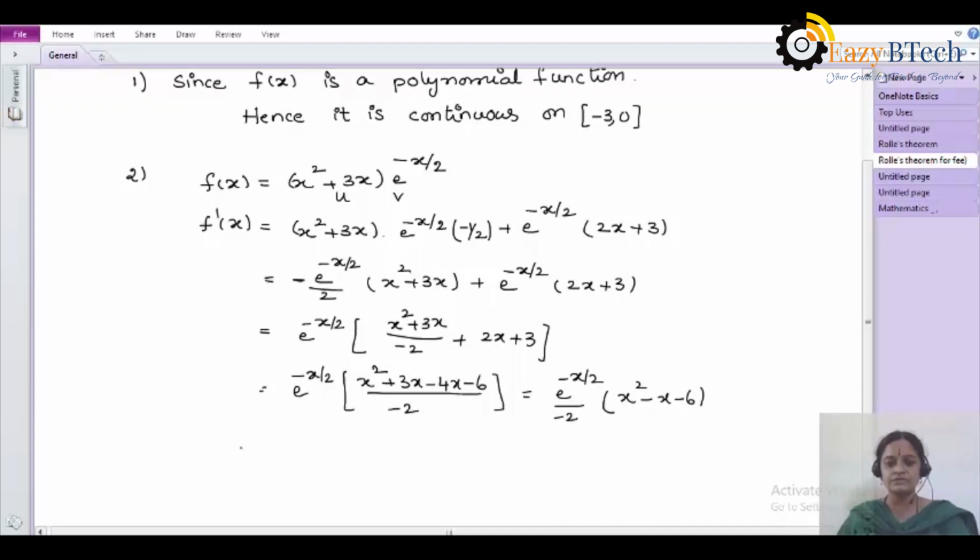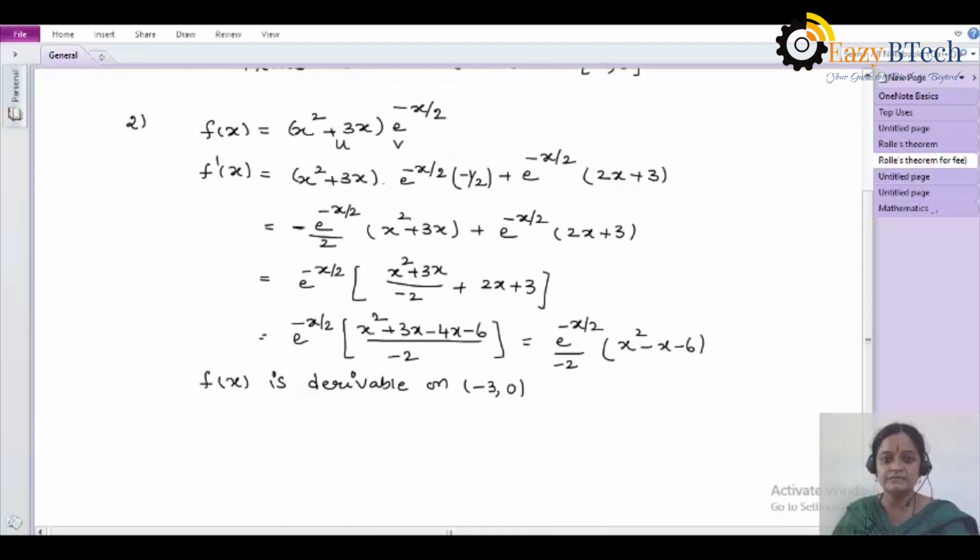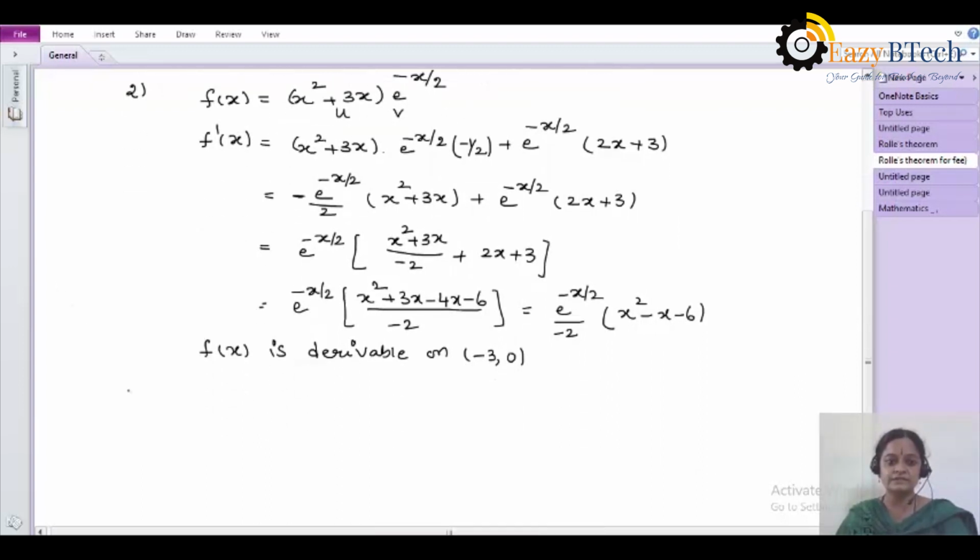So according to this solution, we can say that here f of x is derivable on open interval of minus 3 comma 0. This is the second condition. First condition is continuity, second condition is derivability, and the third condition is verifying f of a is equal to f of b. So here according to the given question, a is equal to minus 3 and b is equal to 0. It was given in the question, students.